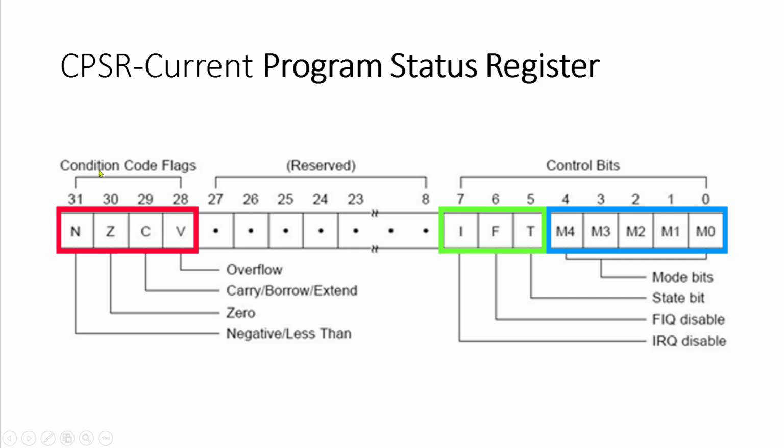Okay, which are used as the flag bits. See, this N represents the negative. It can also denote the less than. Okay, and this Z is the zero flag, this is the negative flag, and this is the carry flag, and this V represents the overflow flag. Okay, so there are 4 flag bits available in this current program status register.